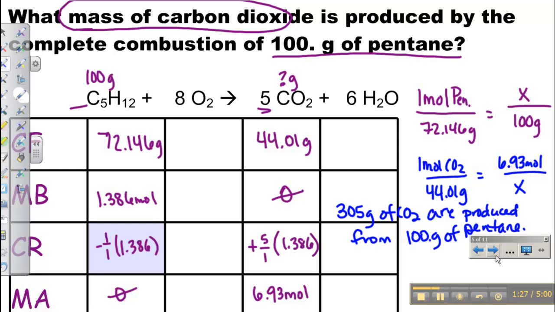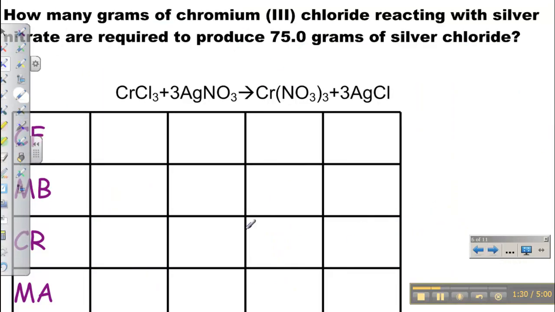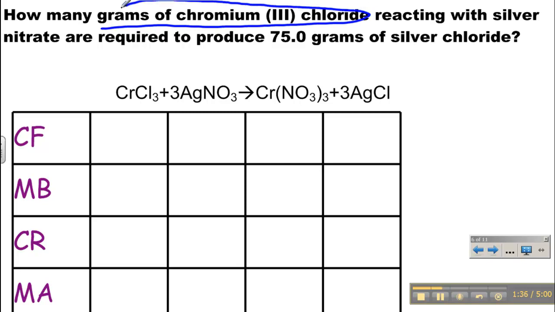One more practice problem. How many grams of chromium-3 chloride reacting with silver nitrate are required to produce 75 grams of silver chloride? So we have our balanced equation. So silver chloride is AgCl. So we have 75 grams of silver chloride being produced. And our question says how many grams of chromium-3 chloride. So this CrCl3 is chromium-3 chloride. So we're looking for grams.